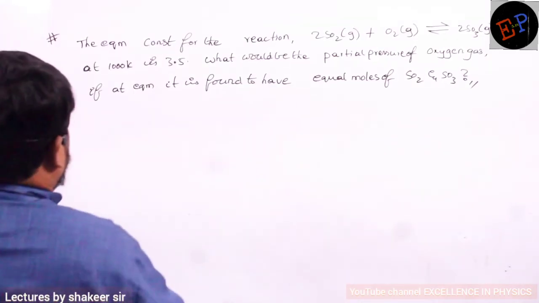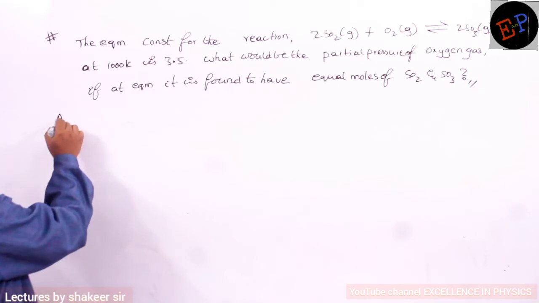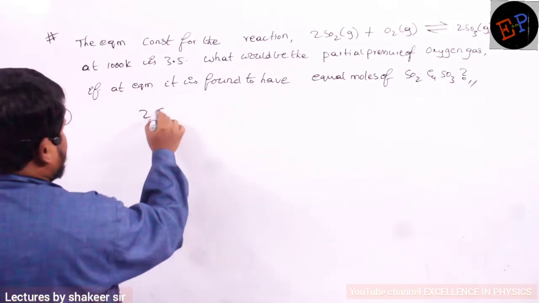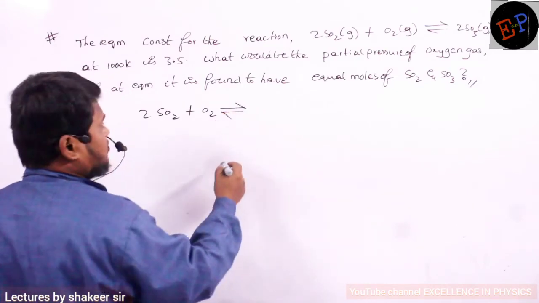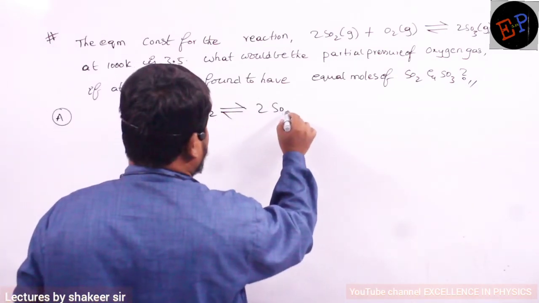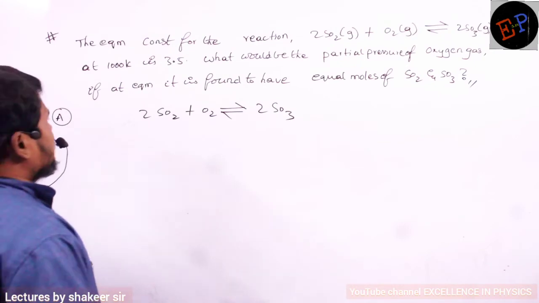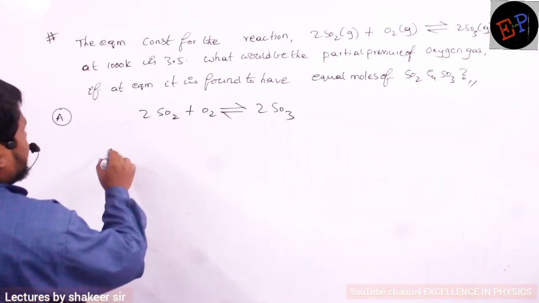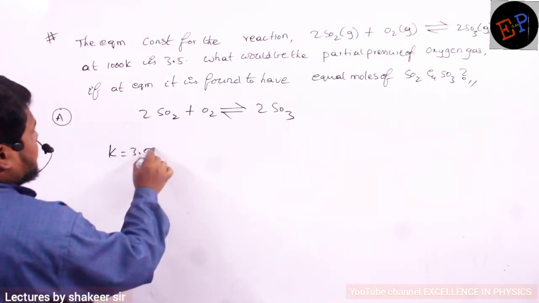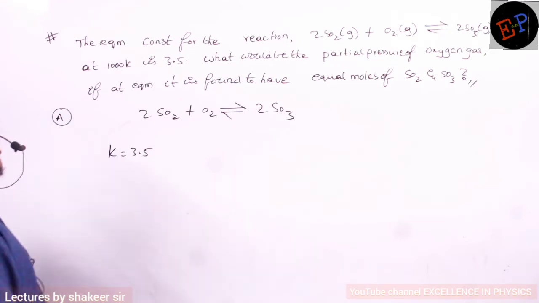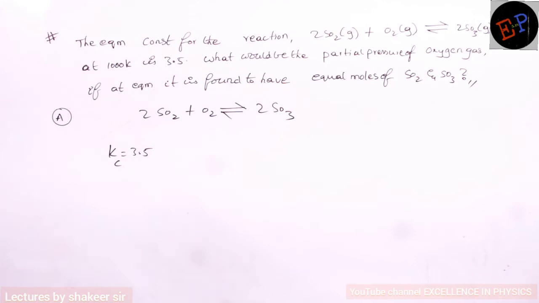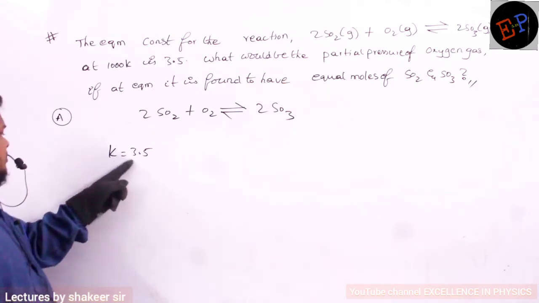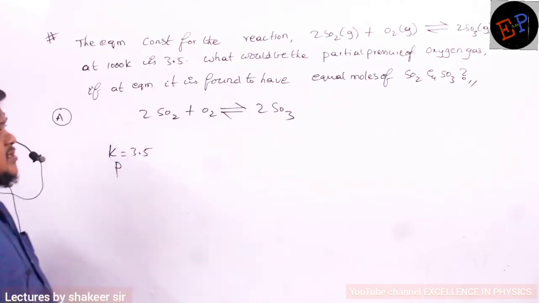So the equilibrium constant for the given reaction, 2SO2 plus O2 gives rise to 2SO3. What is the equilibrium constant? The equilibrium constant is given as 3.5. It is Kc. The Kc value is 3.5. Kp, the partial pressure, he is asking Kp.